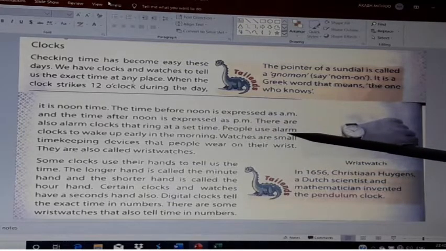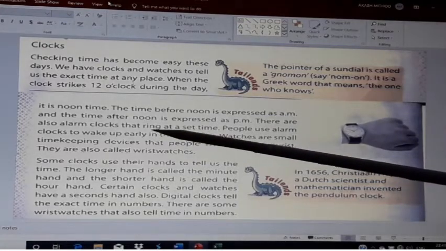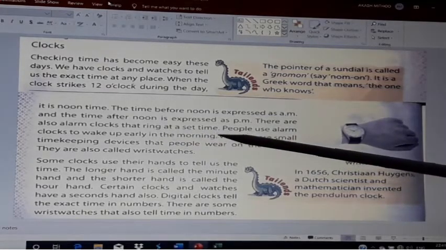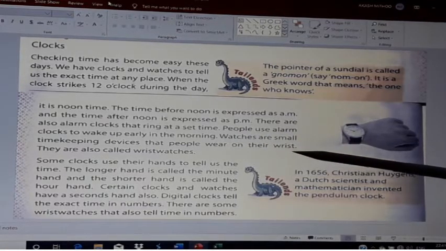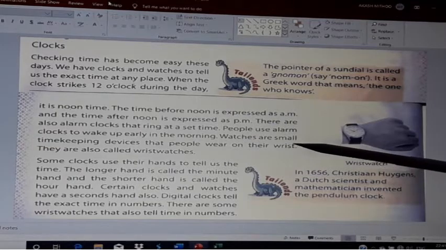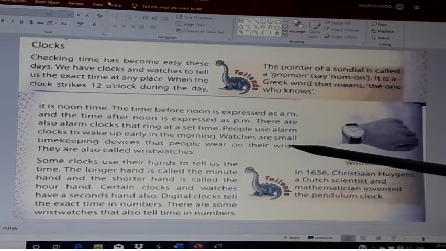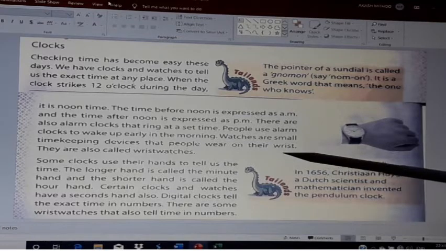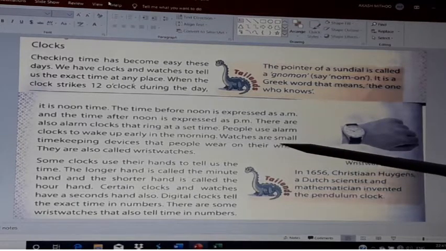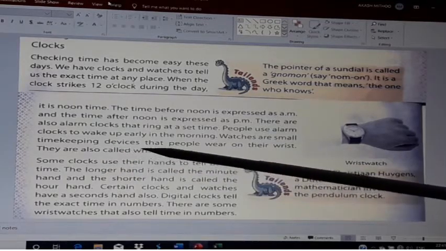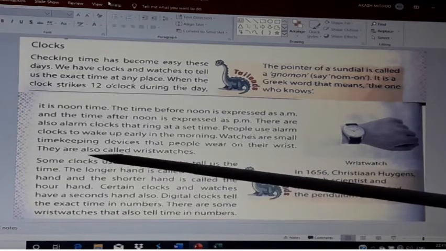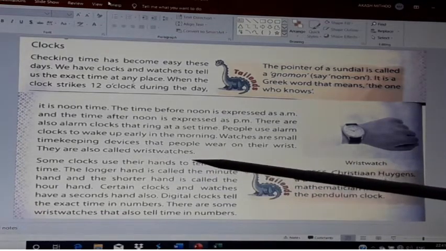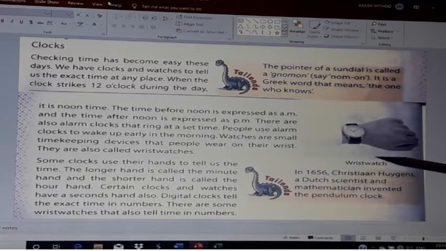There are also alarm clocks that ring at a set time. People use alarm clocks to wake up early in the morning. Even students use alarm clocks to wake up early in the morning, isn't it? Watches are small time-keeping devices that people wear on their wrist. They are also called wristwatches. Here you can see the wristwatch.